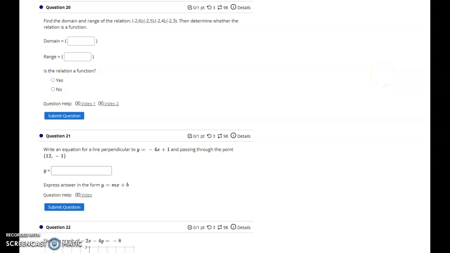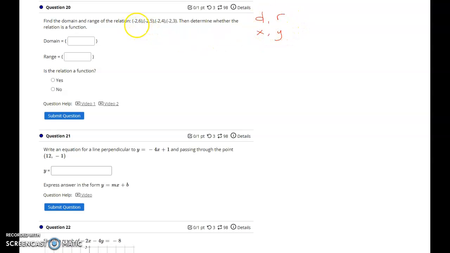Okay, question 20. Again, this is Module 3 review for Math 990. This is video number 2. We need to find the domain and range of this relation. So the domain is all the x values, the range is the y values. One way that I keep this straight is D comes before R in the alphabet, X comes before Y. So domain goes with X, range goes with Y.